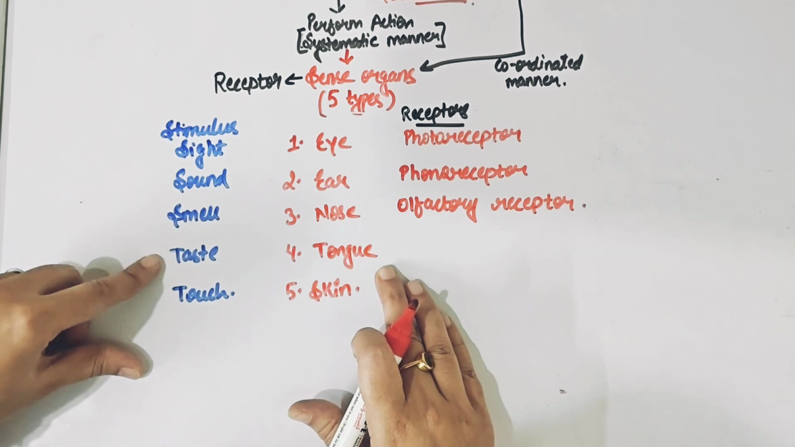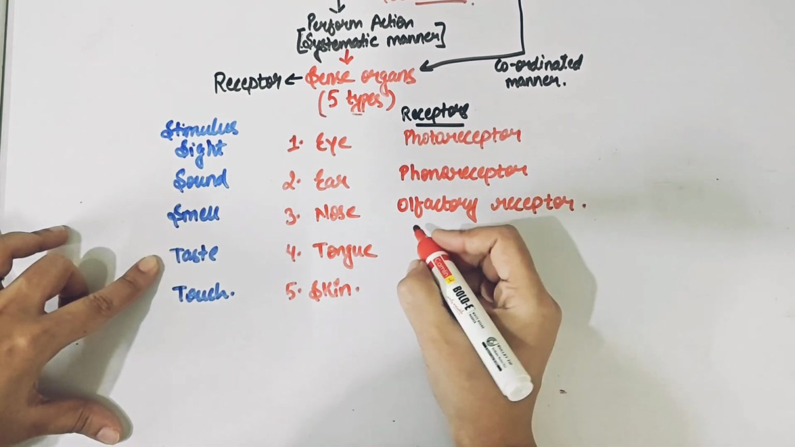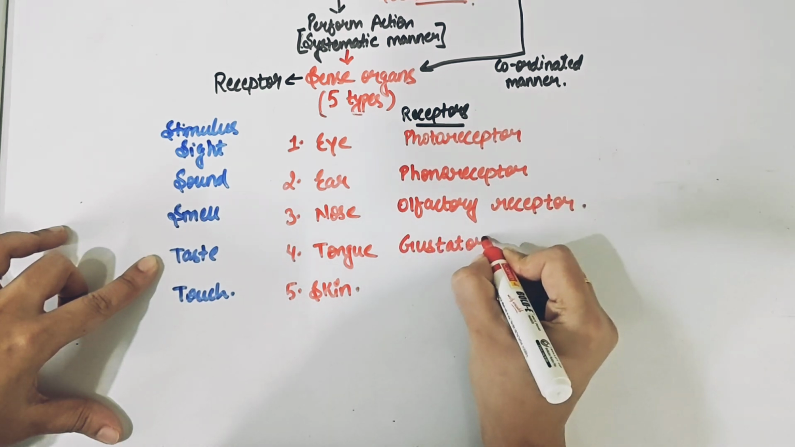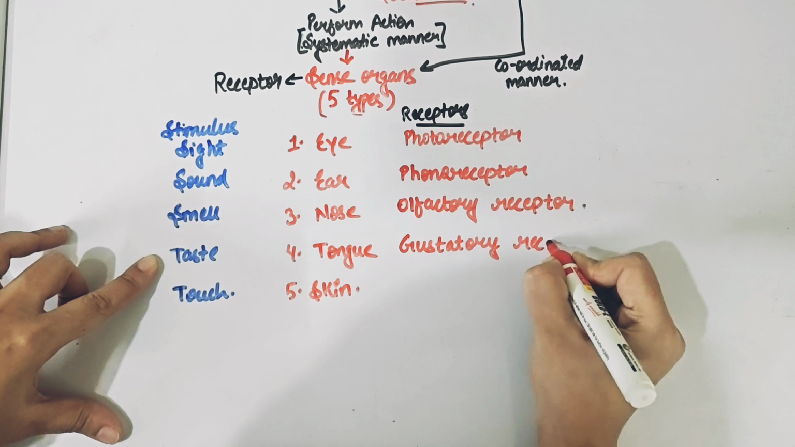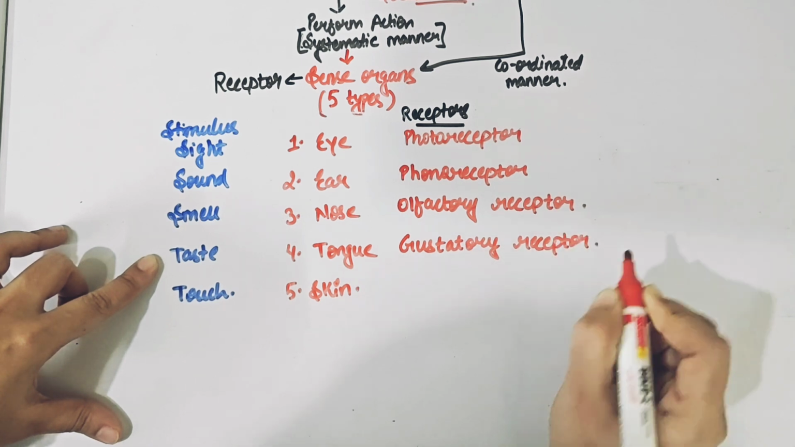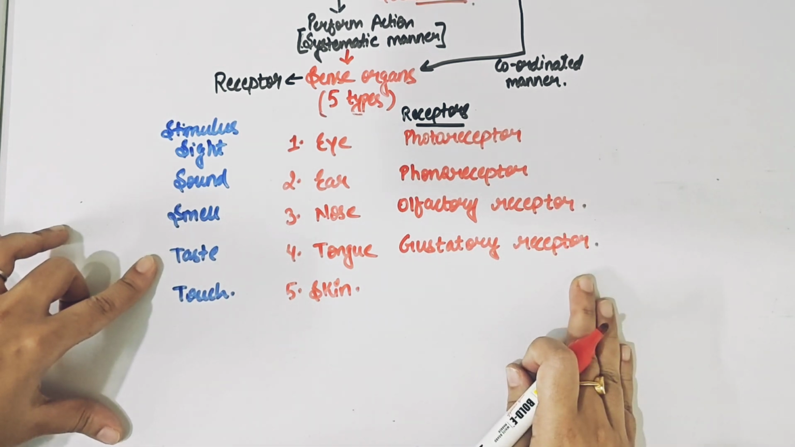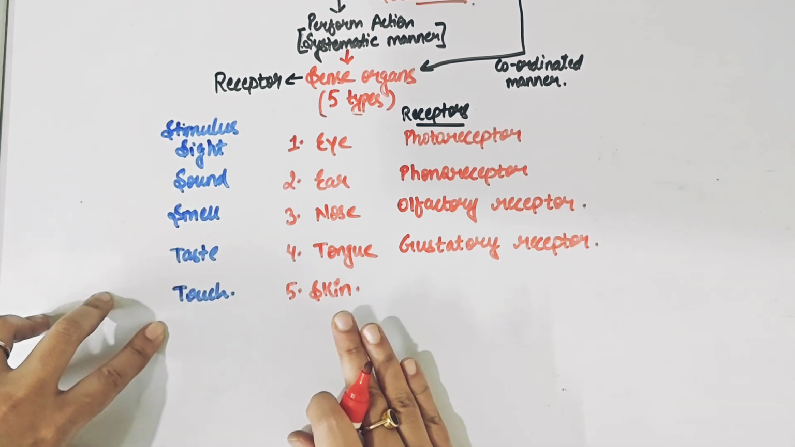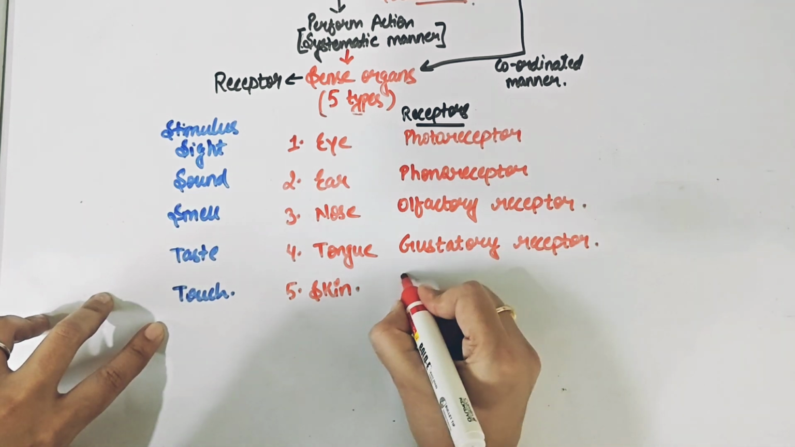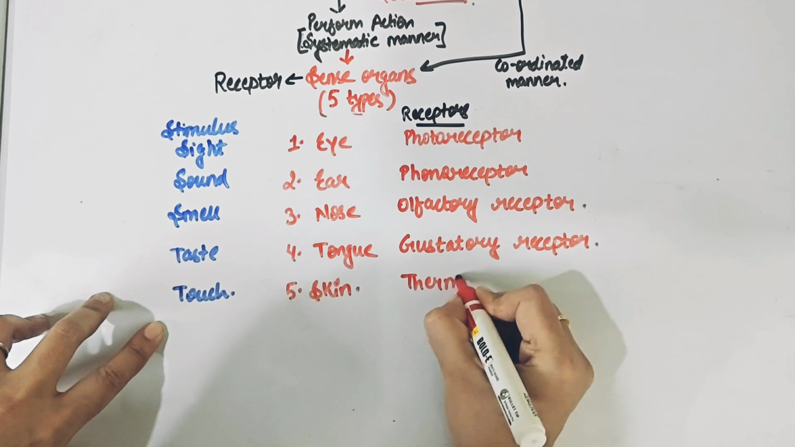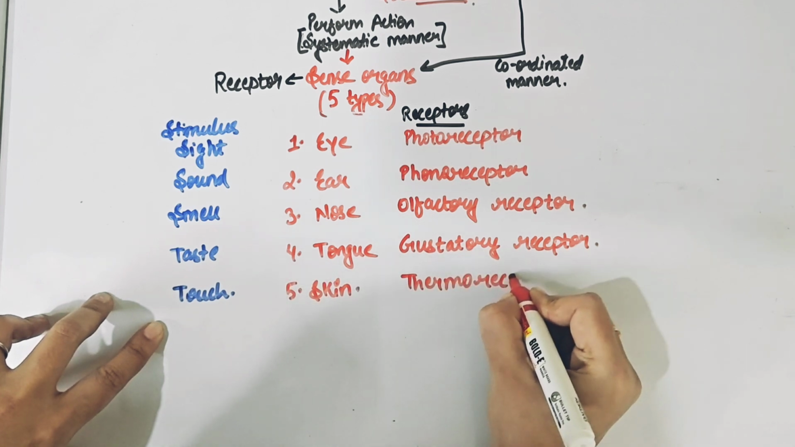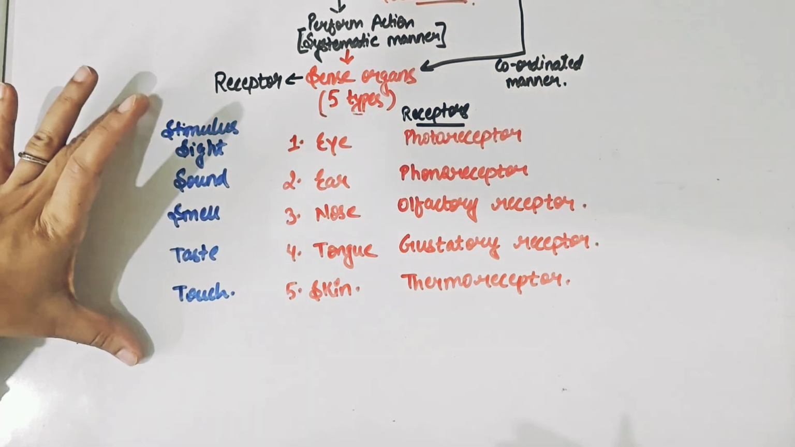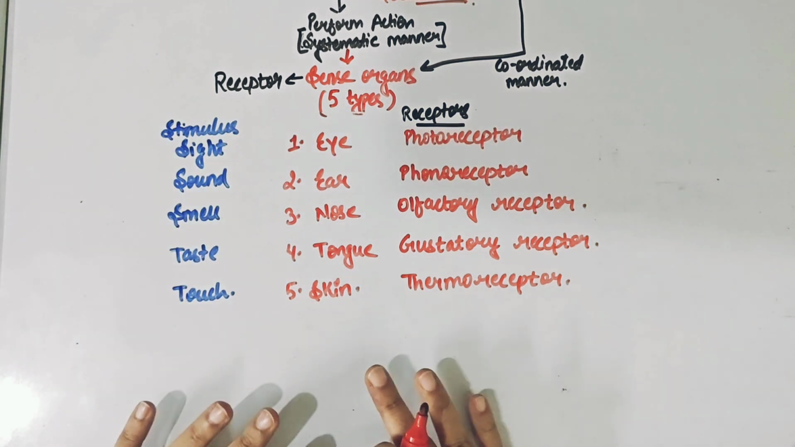What then the receptors of tongue would known as? So the receptors of tongue is something which are known as gustatory receptors. Very important 1-mark question, children. So please be aware on the names of all these important receptors also. And lastly, the receptor of skin is something that is known as thermoreceptor.